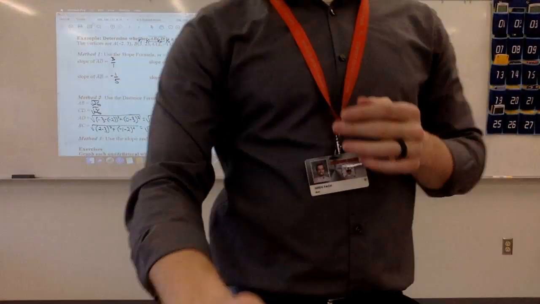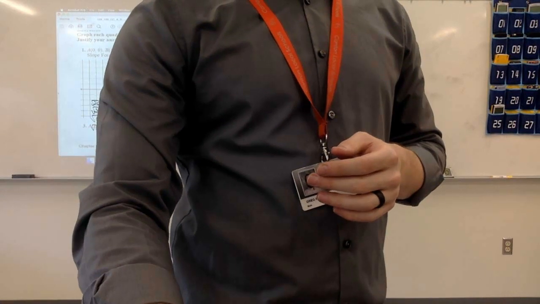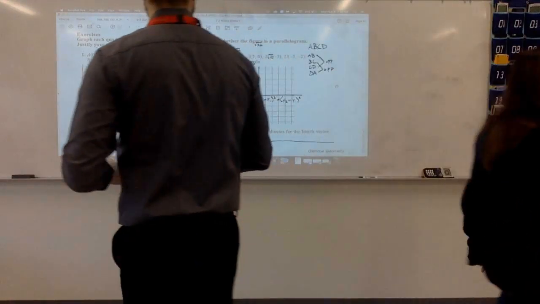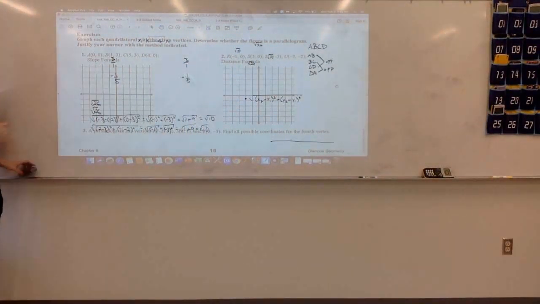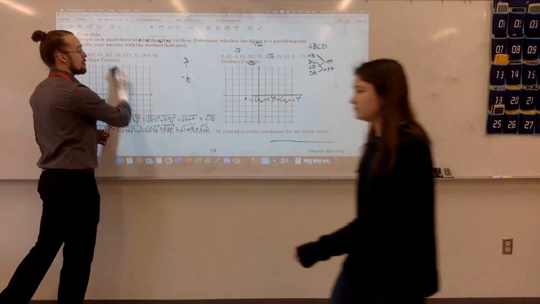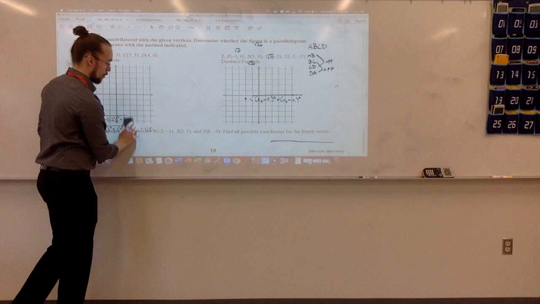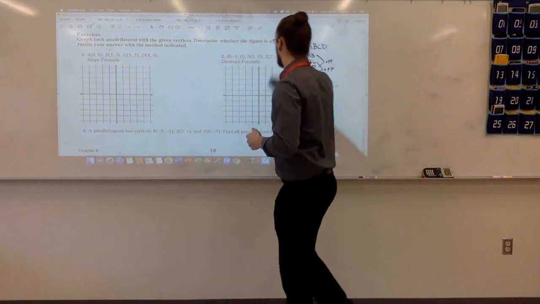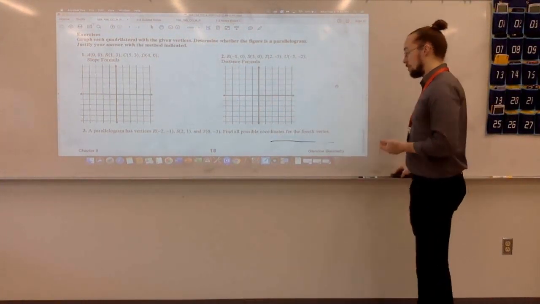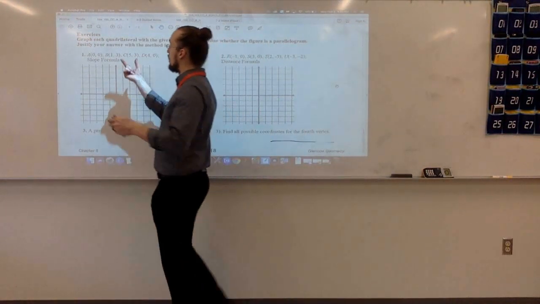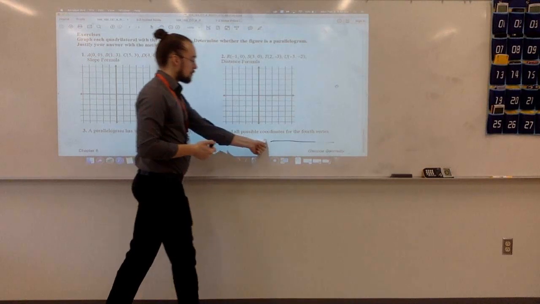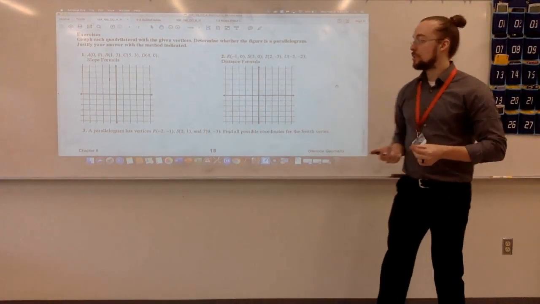All right, then you guys try a couple down here. For number 1, we're given 4 vertices, and it says use slope to determine whether or not this is a parallelogram. It gives you a graph, so you can graph it, but you don't have to, because the work that you're going to show is finding the slope. You're going to find the slope of AB, BC, CD, and DA, and see if opposite sides have the same slope. Then for number 2, you're going to find the length of each side.